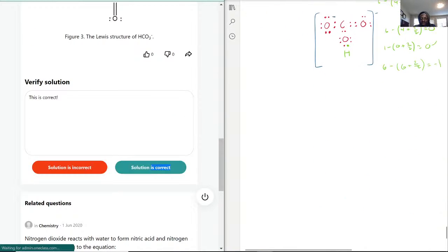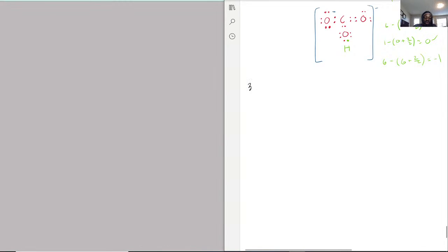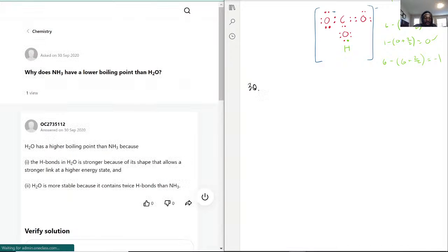Okay, that's correct. Now move on to the last question for today, question 30. Okay, why does NH3 have a lower boiling point than H2O?